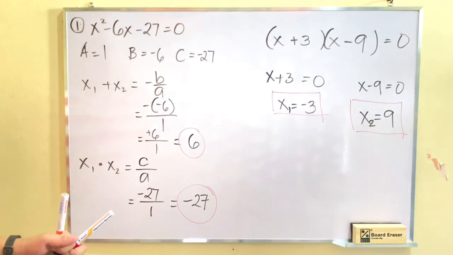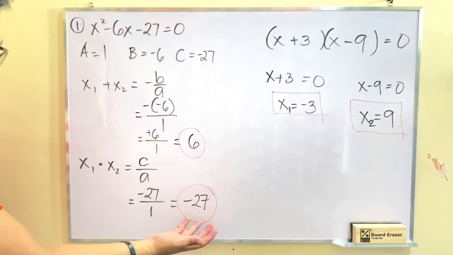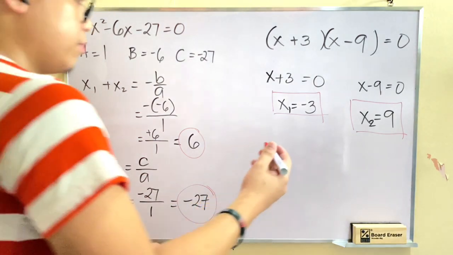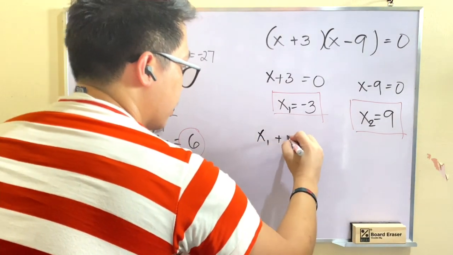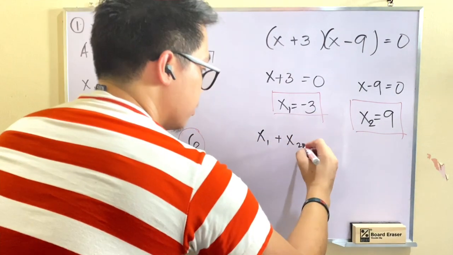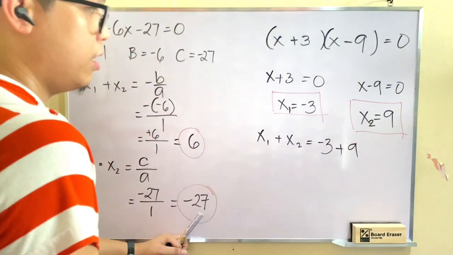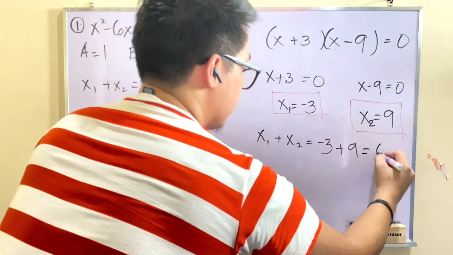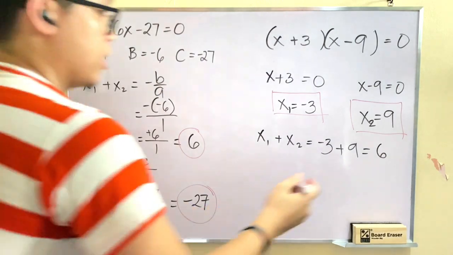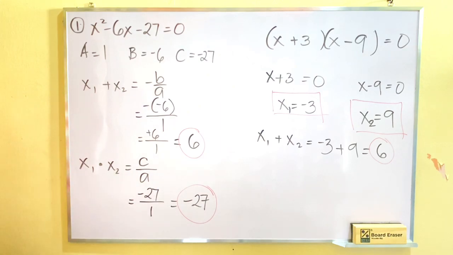Check natin. Kailangan makita natin kung tama ba ang nakuha nating value ng sum and value ng product. X sub 1 plus x sub 2. So, ano x sub 1? So, negative 3. X sub 2 is positive 9. Negative 3 plus 9 is 6. So, kita naman natin. Kitang-kita. 6 ang sum ng ating roots. Which is, yun yung nakuha natin kanina.